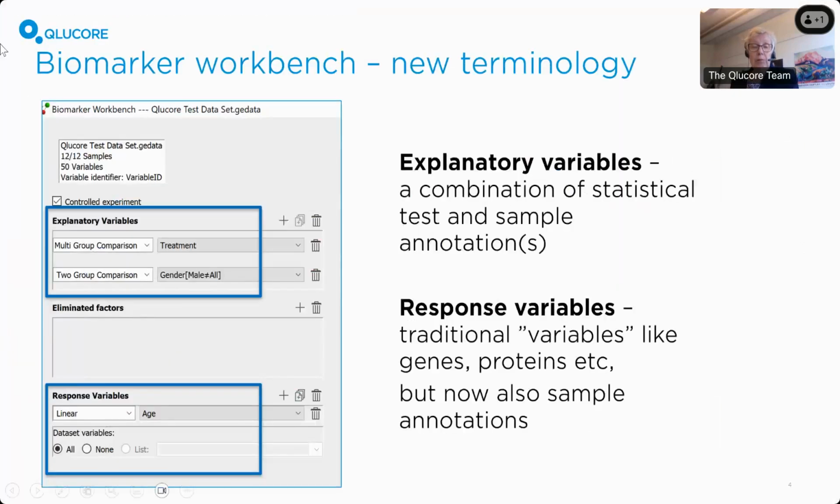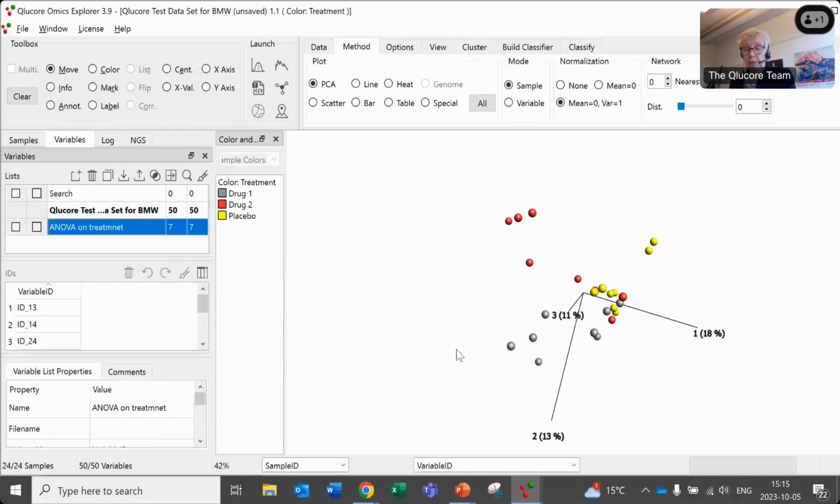Okay, and now we have focused on the explanatory variables and had a look at a lot of different possibilities there. Now we will have a look at the response variables. We've already had a look at them because all the genes are actually response variables, but now we will focus on how we can work with the sample annotations and look for correlation between sample annotations. So now sample annotations are also treated as response variables. So how does that work?